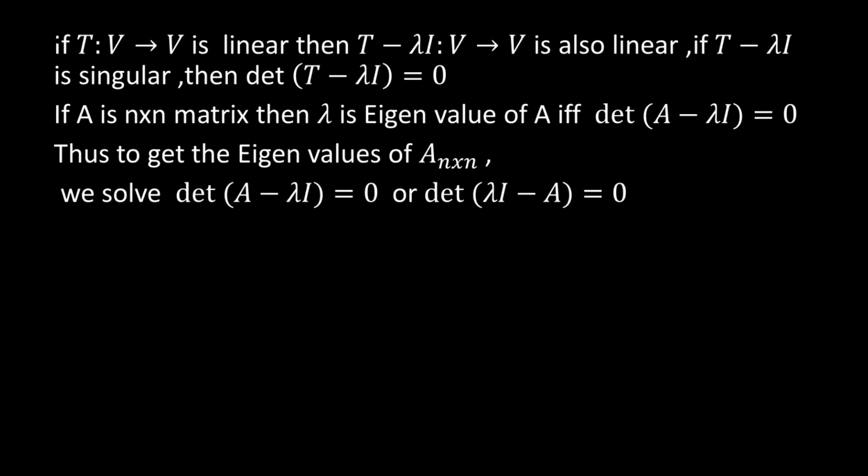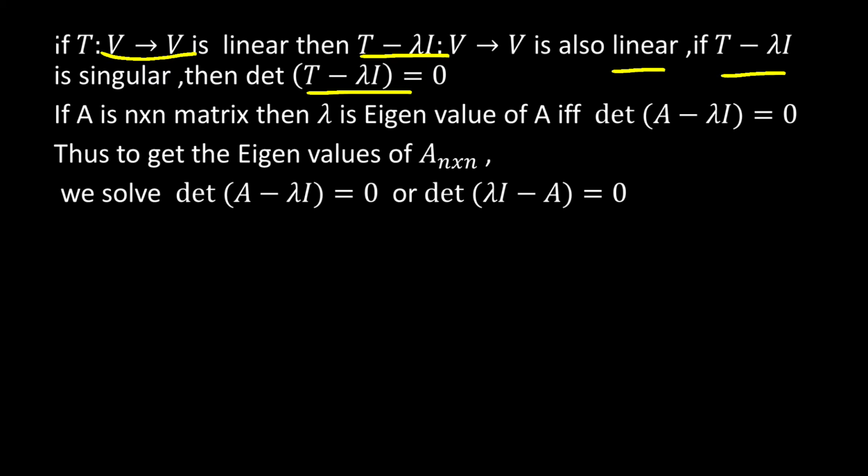So if we have this transformation, that's a linear operator, then if you do that to the linear operator, it will also be linear. So it will carry its properties, so there will be no change. And if that matrix is singular, then its determinant will be zero.